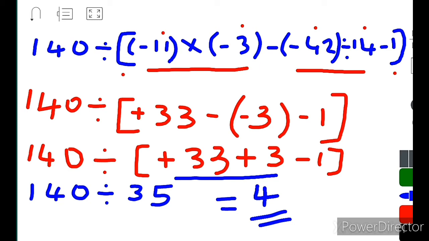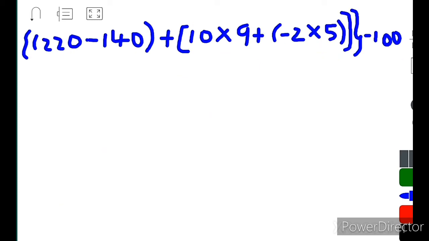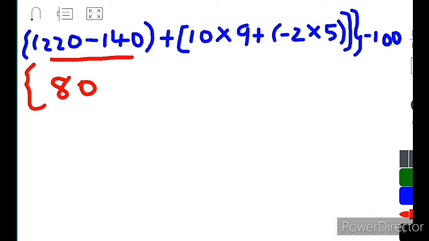Now we will see the fourth question. See the fourth question. Here so many brackets are there, the square brackets, the round brackets and the curved bracket. So let's see how to do this. Whatever is there inside the brackets, we will solve that first. Here the question is 220 minus 140, which gives you the answer as 80. So this round bracket is removed, only the curved bracket is there. So we will put the curved bracket plus, here whatever is there inside the bracket we will solve. 10 into 9 will give you the answer as 90.